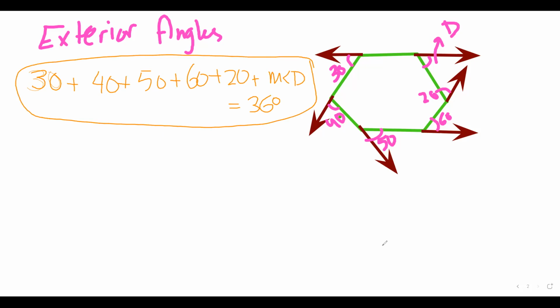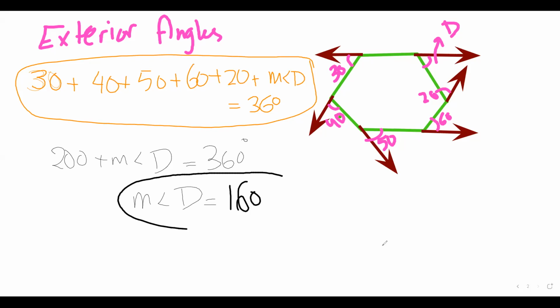So 30 plus 40 is 70, plus 50 is 120, plus 60 is 180, plus 20 is 200. So 200 plus the measure of the angle D is 360. What is the measure of the angle D? 360 minus 200 is 160. Bravo. So the measure of the angle D will be 160. Is it clear? Yes, teacher.